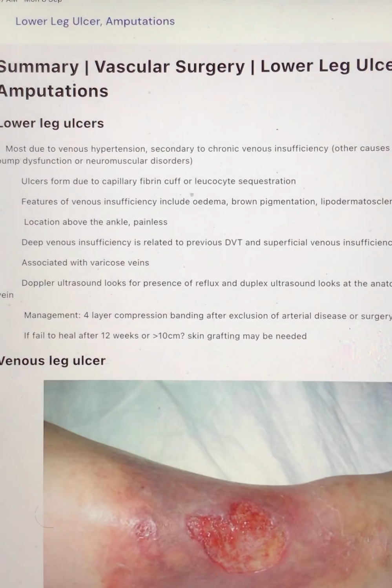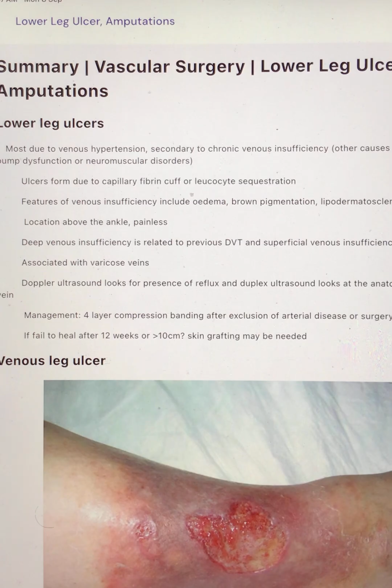Now, what are the lower leg ulcers? Most are due to venous hypertension secondary to chronic venous insufficiency. Other causes include calf pump dysfunction. Ulcers form due to capillary fibrin cuffs or leukocyte sequestration. Features of venous insufficiency include edema, brown pigmentation, lipodermatosclerosis, eczema. Location is above the ankle, painless. These are lower leg ulcers.